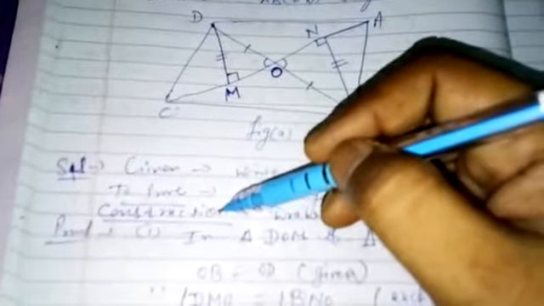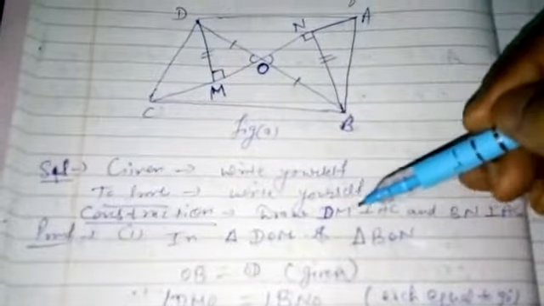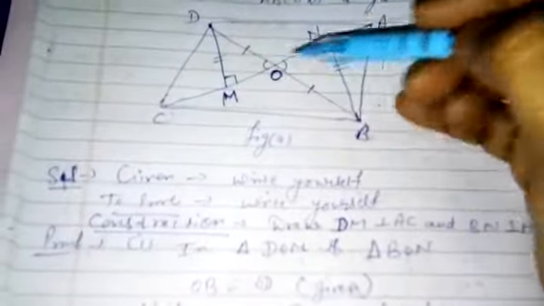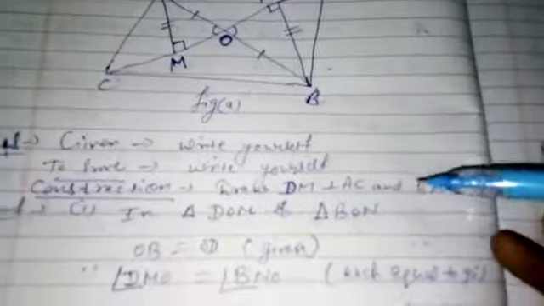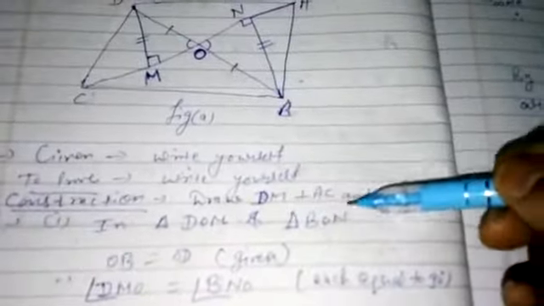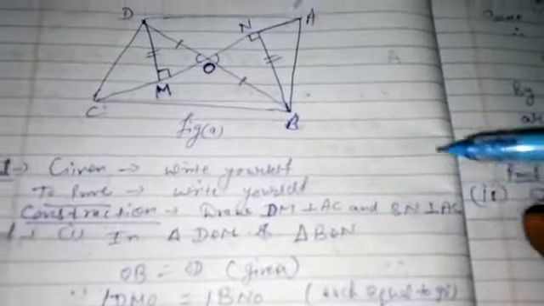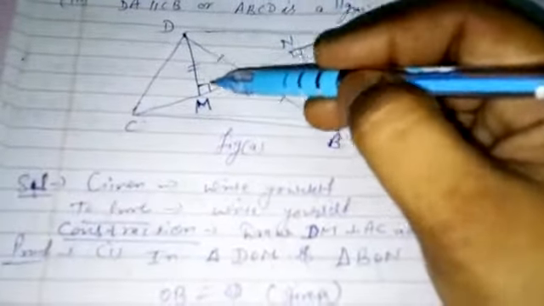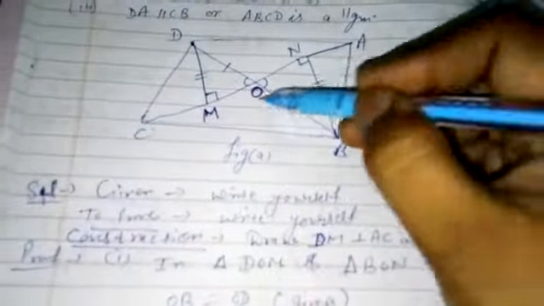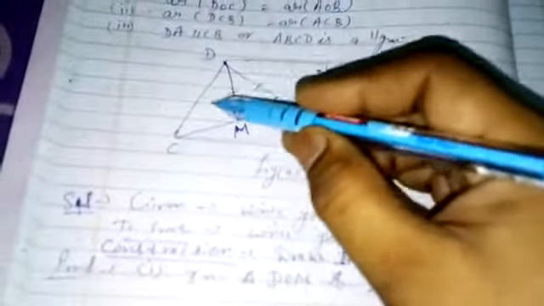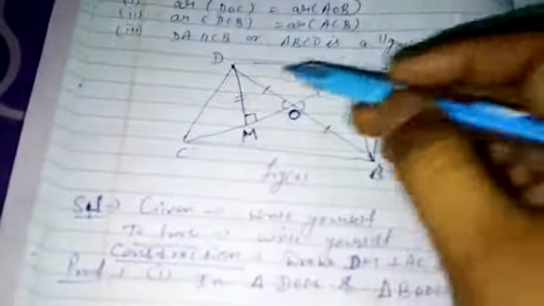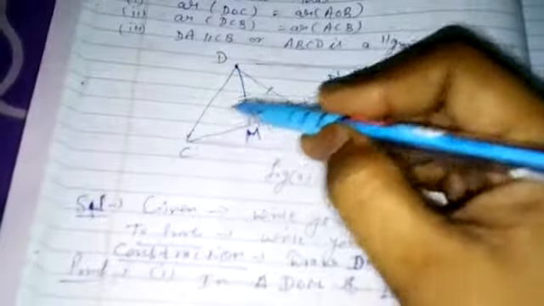So it will be in the construction. In construction we will write: draw DM perpendicular on AC and BN perpendicular on AC. Now after drawing the perpendiculars, you can see this triangle and this triangle. We have to prove the areas of triangles DOC and AOB equal. After drawing perpendiculars we got two triangles.